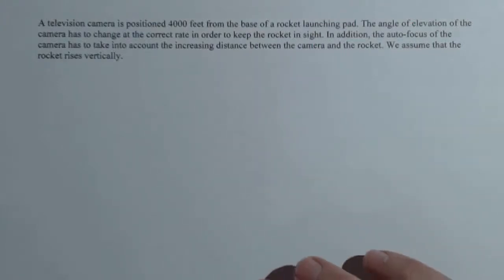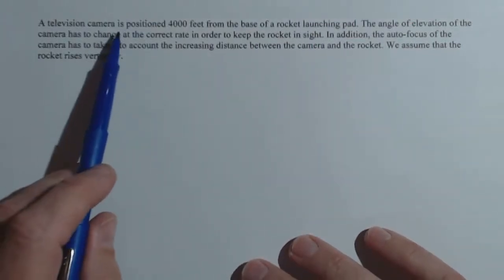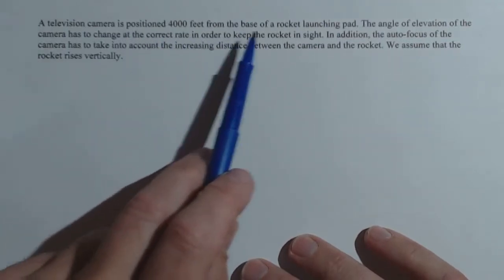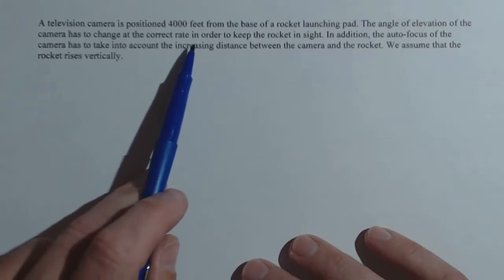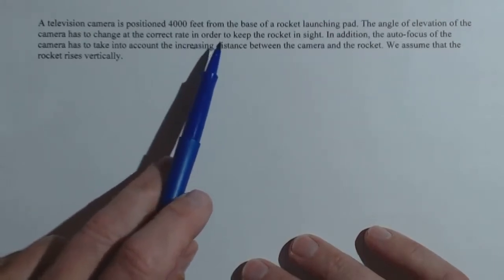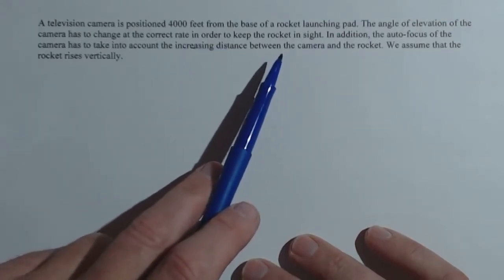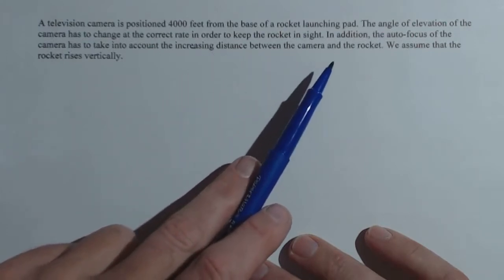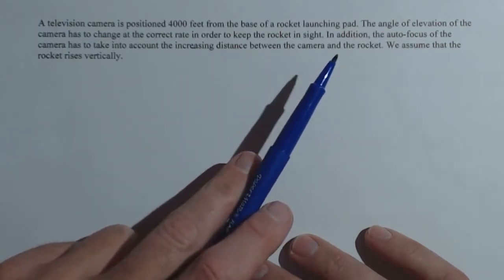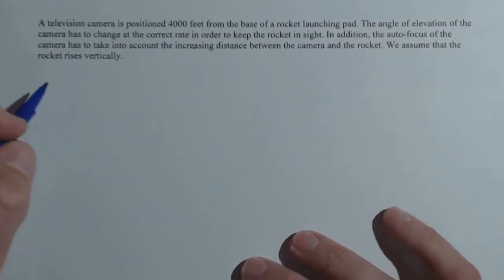We have a very interesting related rates problem here in that we have a television camera positioned 4,000 feet from the base of a rocket launching pad. The angle of elevation in the camera has to change at the correct rate in order to keep the rocket in sight. And we also have to take into account the increasing distance between the camera and the rocket to maintain the autofocus. So we're going to assume the rocket rises vertically.